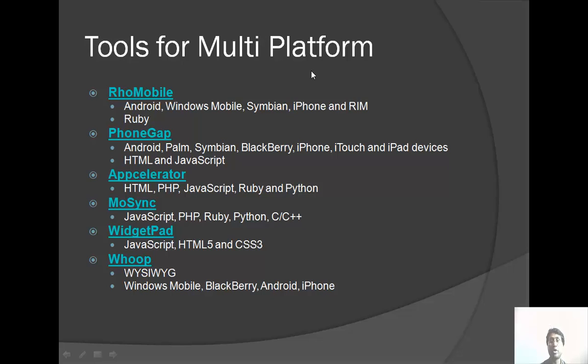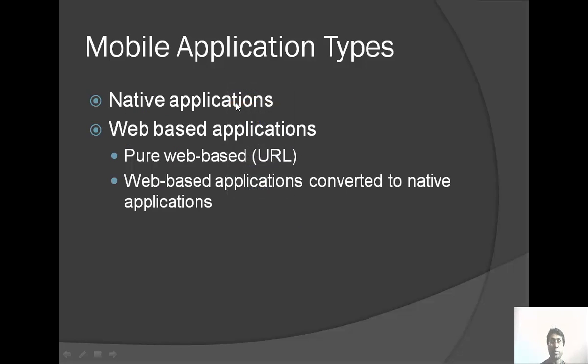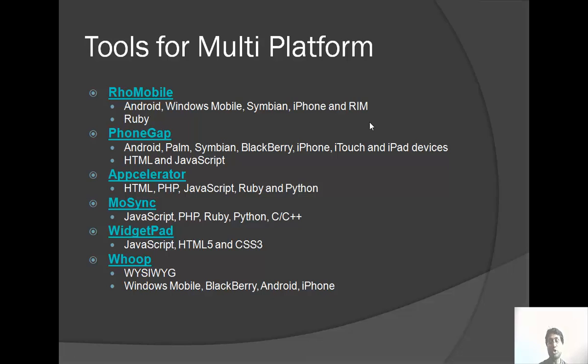Okay, tools for multi-platform development. I have mentioned some tools here. These are basically for web-based applications converted to native applications. For this purpose, you can use web technologies to develop a web-based or mobile application, and it can be converted to the target platform's native application, something like that. So you can see you can implement applications for this platform, and you can use Ruby for the purpose. With PhoneGap, you can target Android, Palm, Symbian, BlackBerry, iPhone, iTouch, iPad. You can write applications using HTML and JavaScript. So you can just take a look there. And in the near future, I plan to create some training videos on PhoneGap.